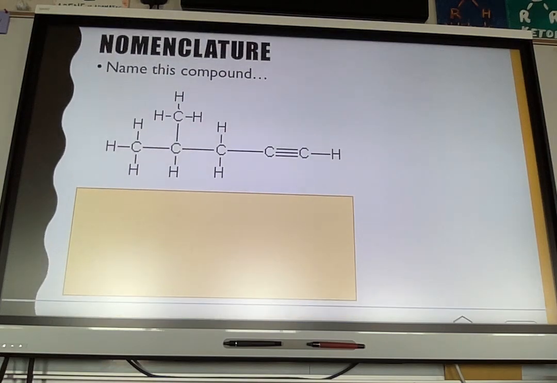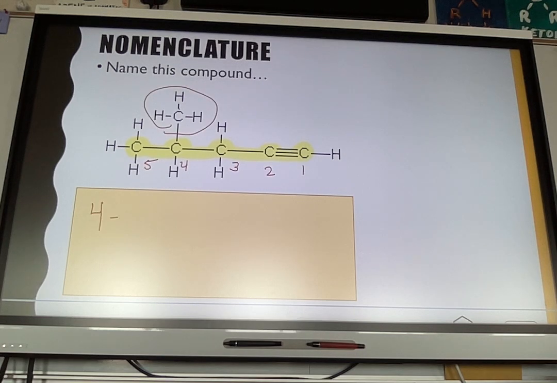Okay, so name this compound. Step 1, find the longest chain: 1, 2, 3, 4, 5. Then you want to number it in the direction that gives the triple bond the lowest number. And then you've got a methyl group off of number 4.